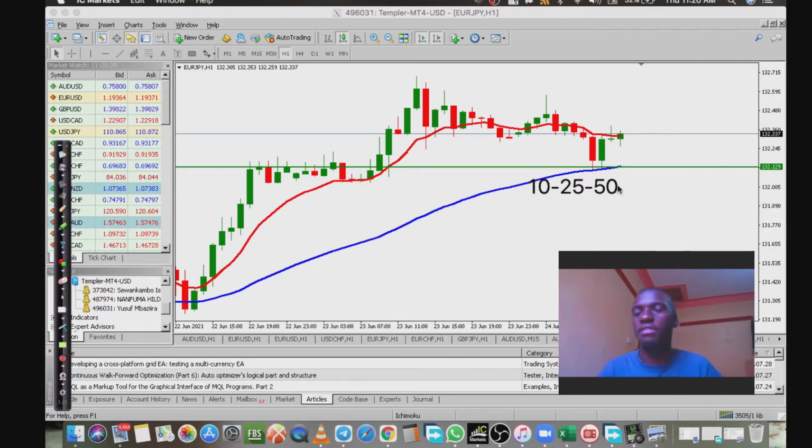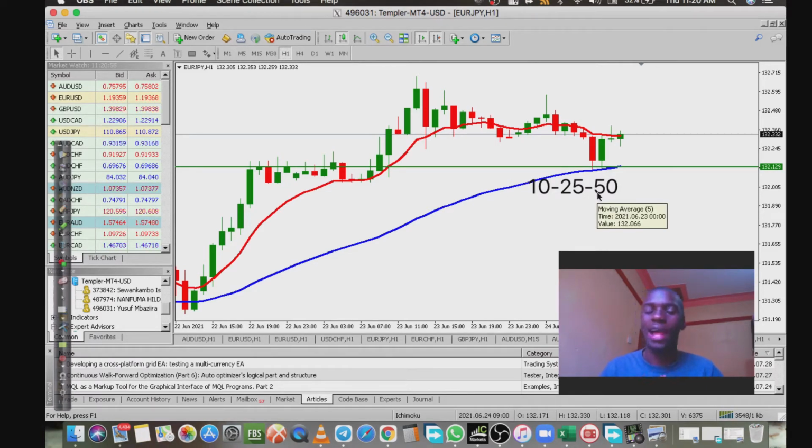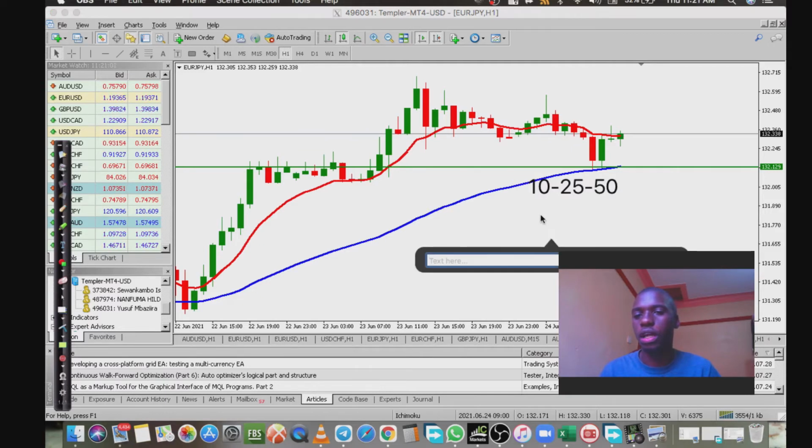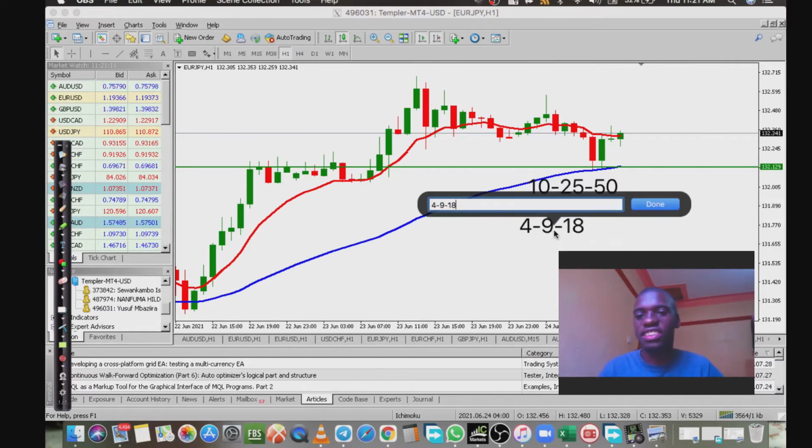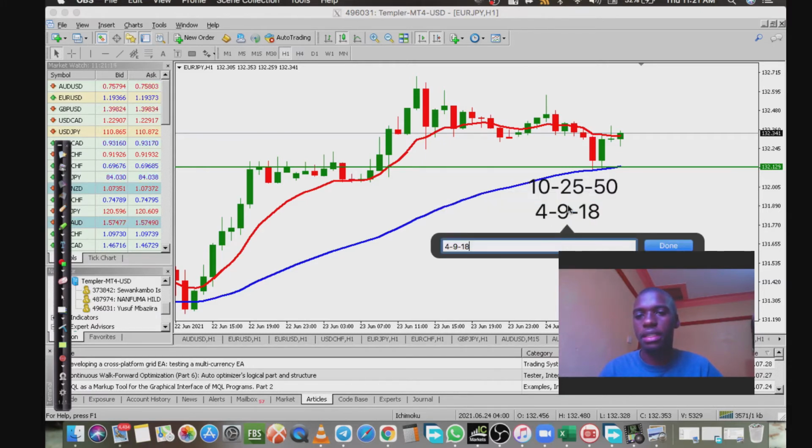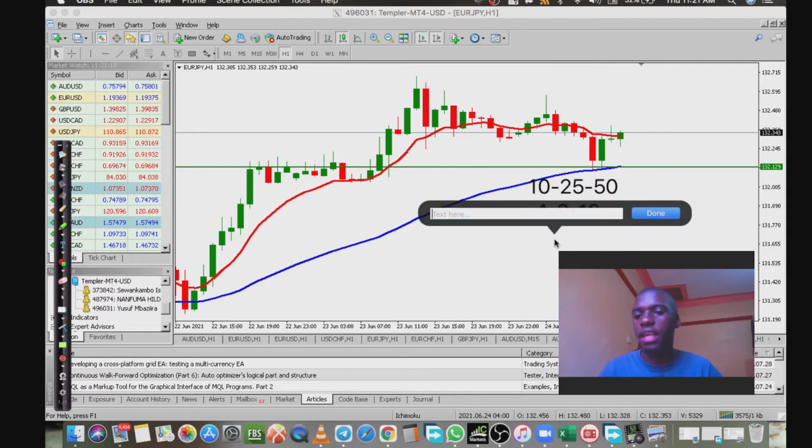So if you're trading with the moving averages and you don't know exactly what you are supposed to be doing, then you can choose from this standard pair. Let's look at another standard pair from which you can choose. You can also choose 4, 9 and then 18. So this is another one. Let me arrange them properly. Yes, that's another one. And again, you can also choose 50 and then 100, then also 200.